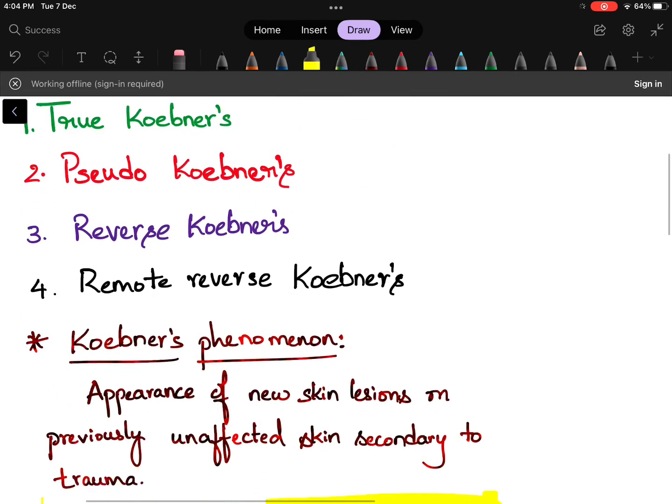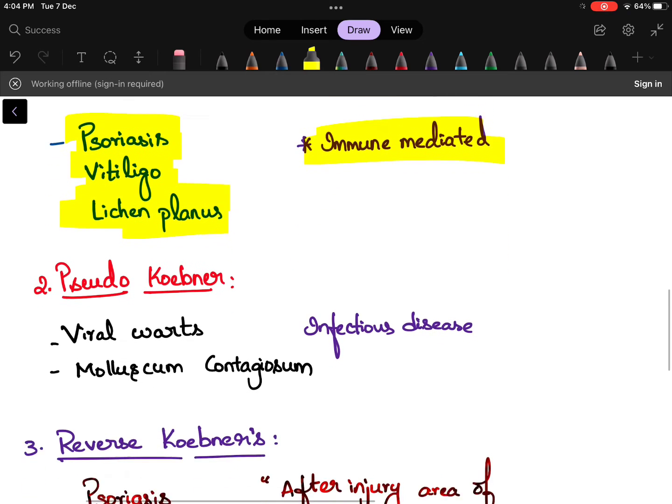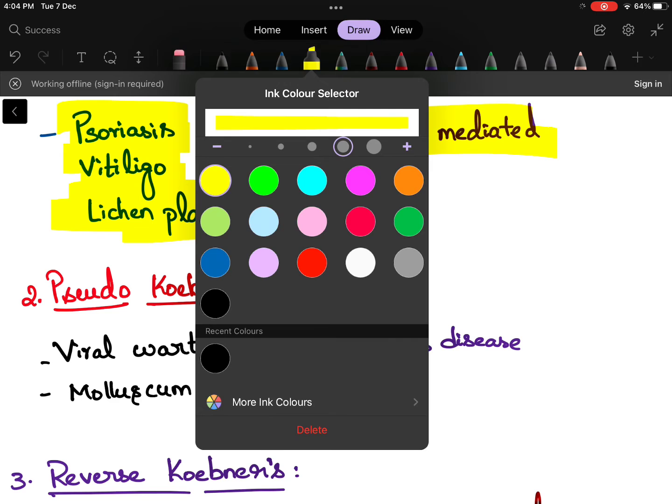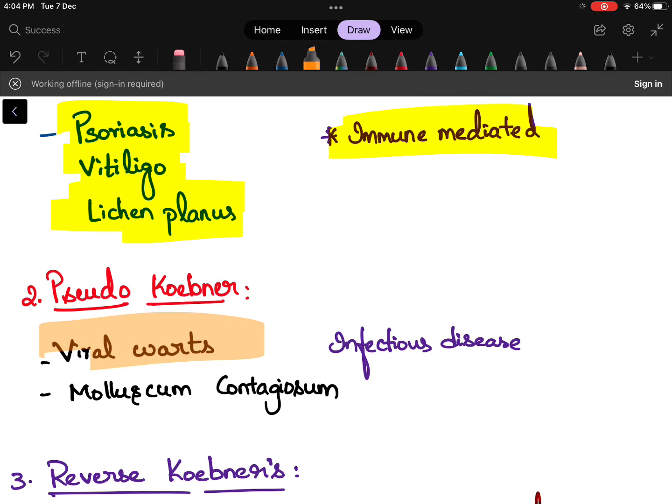Okay, if this is true Koebner's, what are these other terms? Pseudo, reverse and remote reverse. Now we will see. Okay, one is pseudo Koebner. Pseudo Koebner means it is seen in conditions like viral warts or molluscum contagiosum. What are these? These are all infectious diseases.